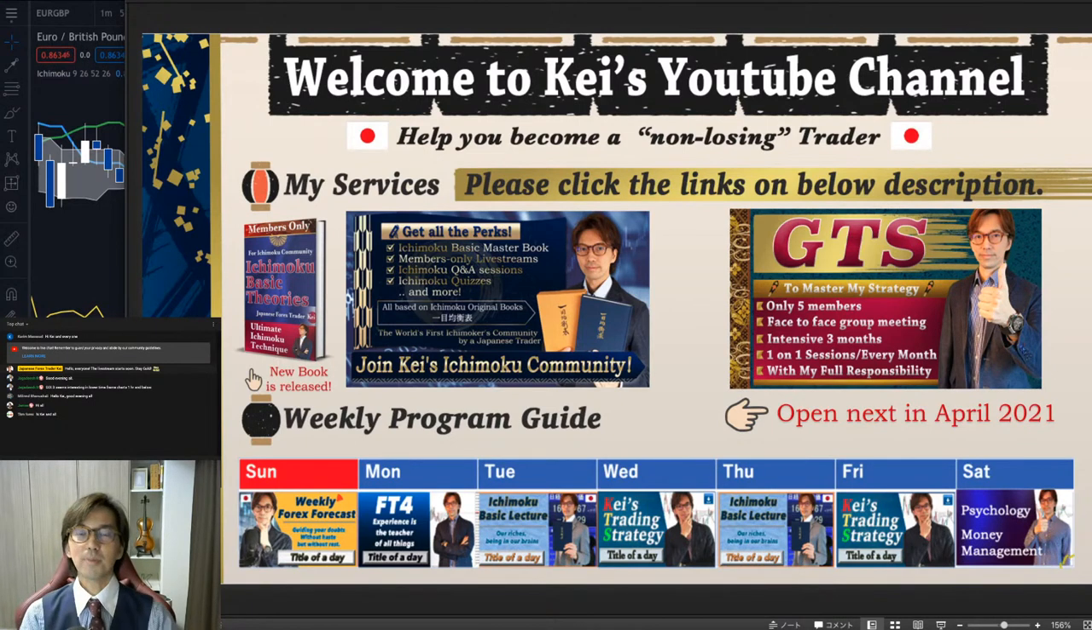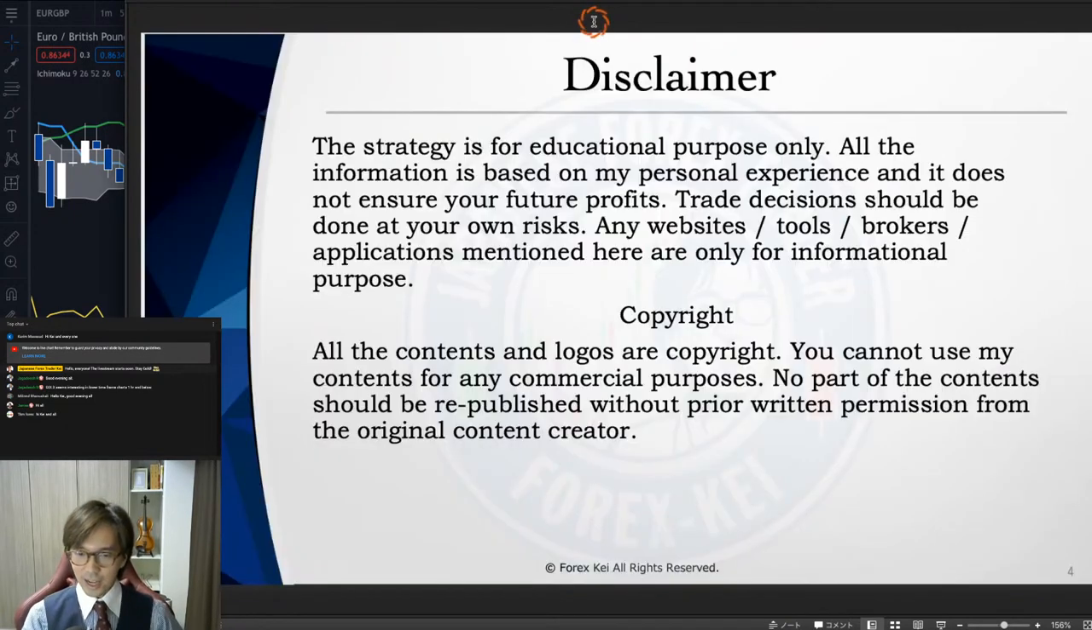Let's check some charts by Ichimoku. Just a quick disclaimer before starting here. This is basically my experience knowledge. So, when you take trades, please do so at your own risk.